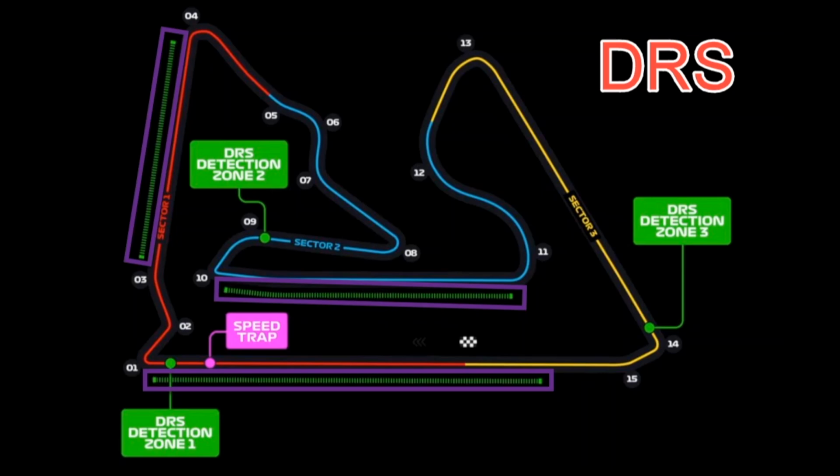There are 3 DRS zones for the Bahrain race. Between turn 15 and turn 1, between turn 3 and turn 4, and between turn 10 and turn 11.